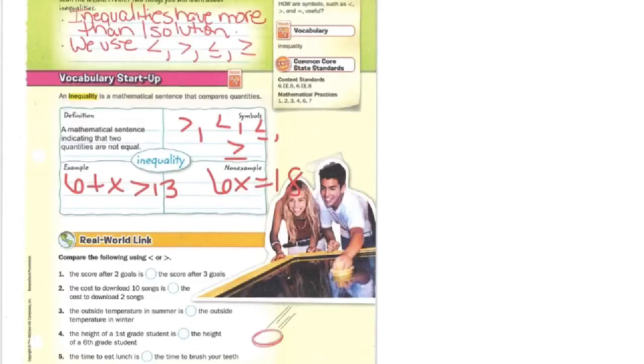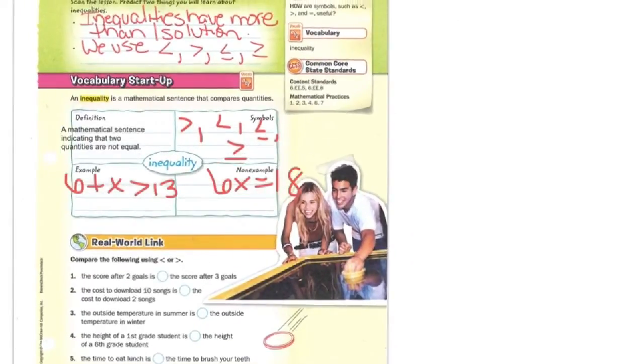Let's look at the real world example. Compare the following using less than or greater than. The score after 2 goals is blank the score after 3 goals. Well, the score after 2 goals is less than the score after 3 goals, right? Because 2 goals is less than 3 goals. So we would say less.